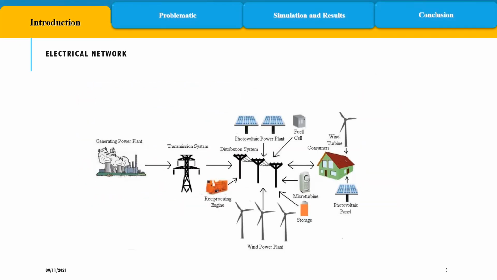The electrical network is divided into three main parts: the transport, subtransmission, and distribution network. Due to the lower voltage at the distribution network, we have a lot of losses. So our study will be focused only on the distribution network.